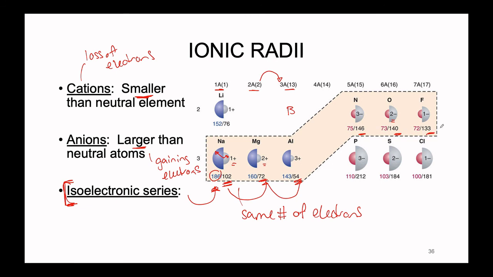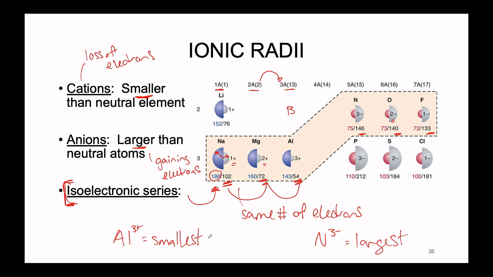So what gives here? It doesn't look like we have one really nice trend from left to right or from right to left. As it turns out, the element that has the greatest positive charge, aluminum 3+, is going to be the smallest. And conversely, the element with the greatest negative charge, which is nitrogen with a 3- charge, is going to be the largest. And all of the other ions kind of fall in line in between.